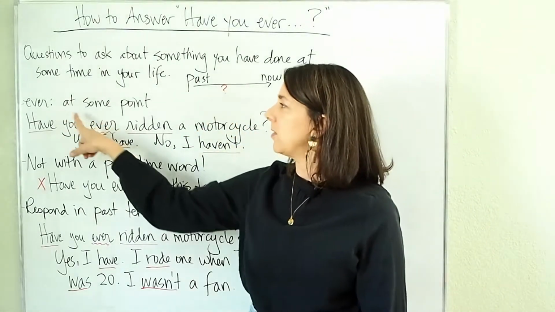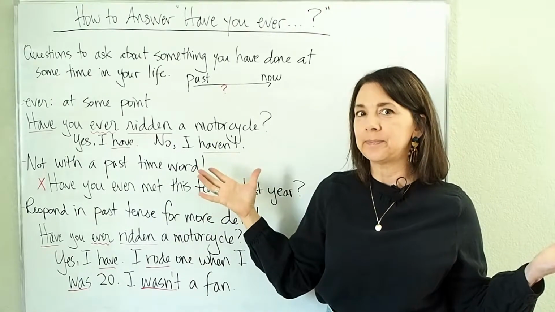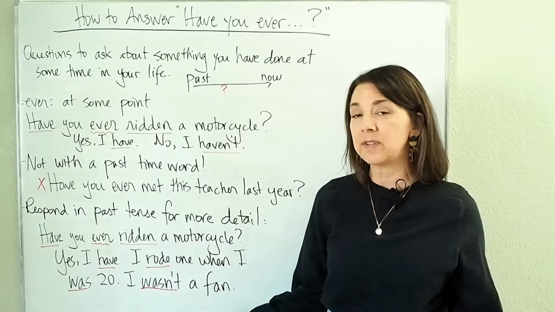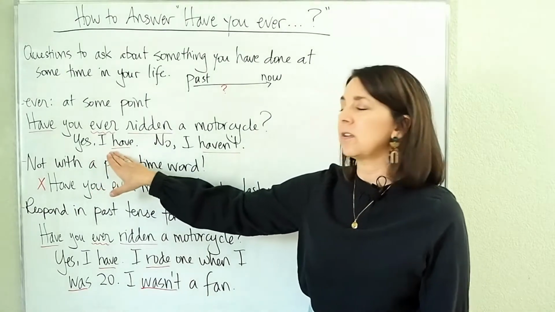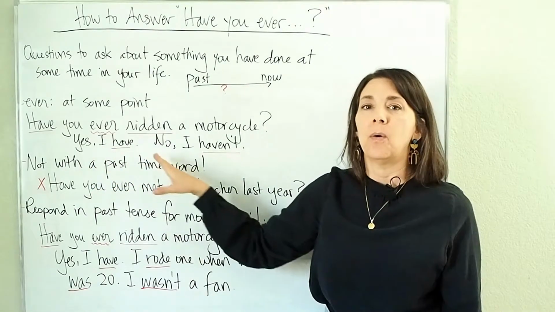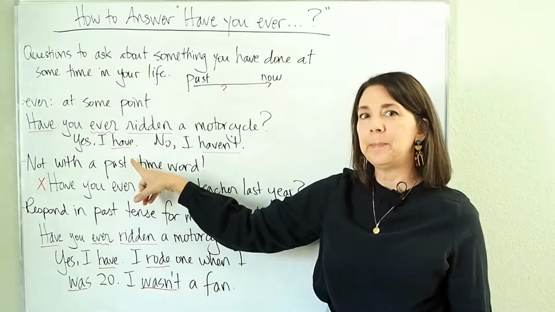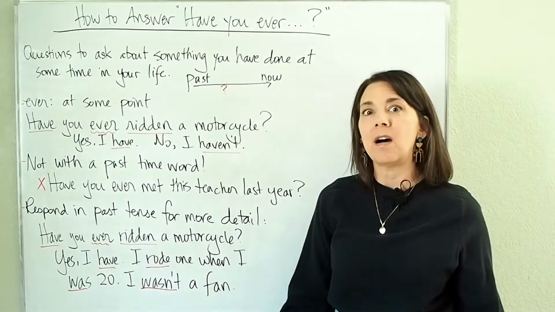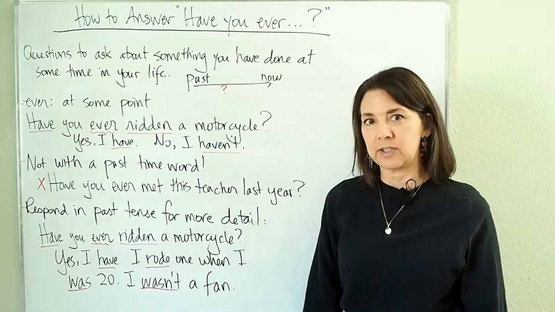We usually add the word ever to ask at some point. You can also take the word ever out and say, have you ridden a motorcycle? That's fine too. And the quick answer is just yes, I have, or no, I haven't. So use the same helping verb. Notice also that we're using the present perfect, not the present perfect continuous for these types of questions.